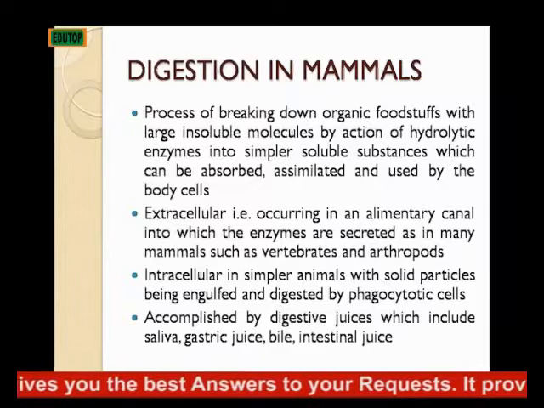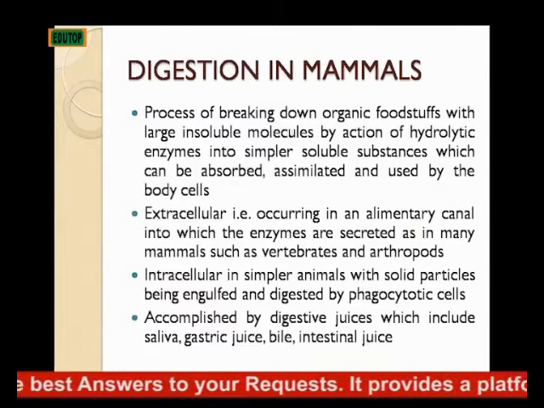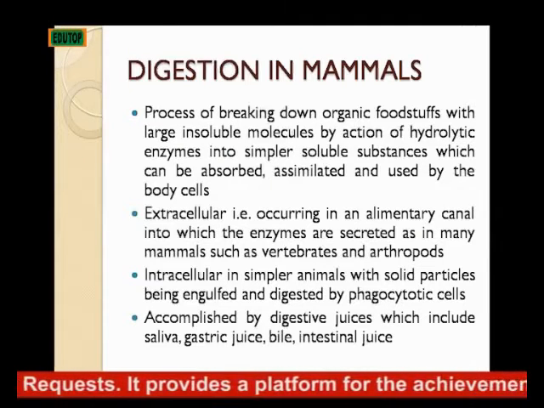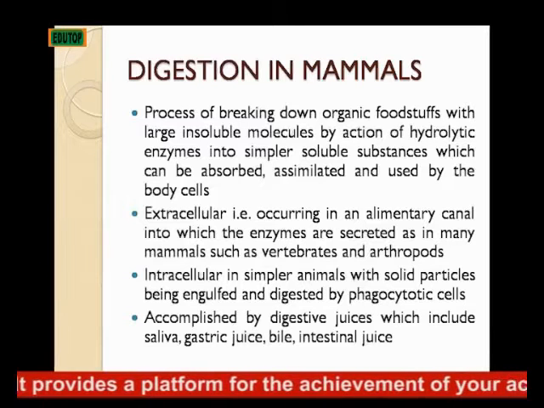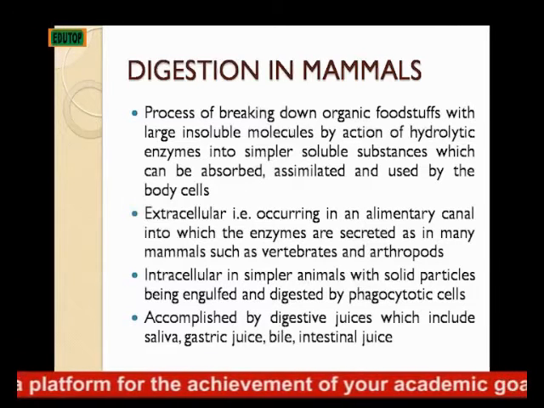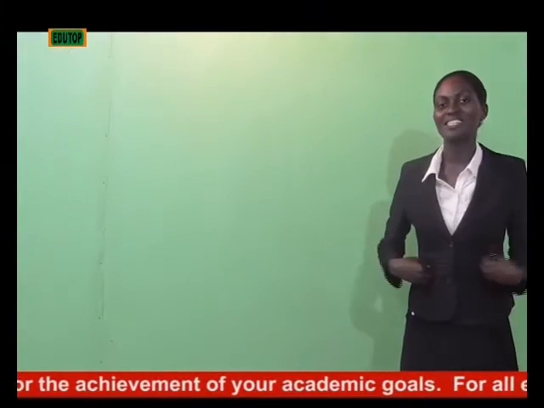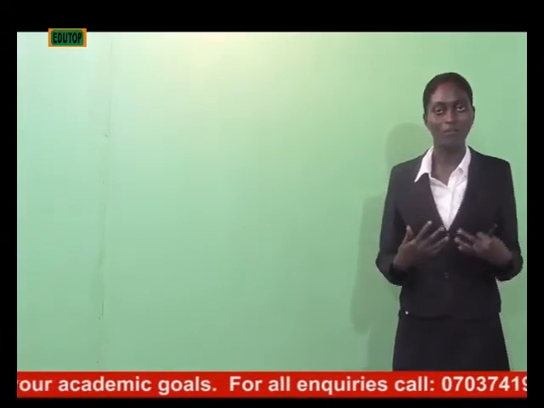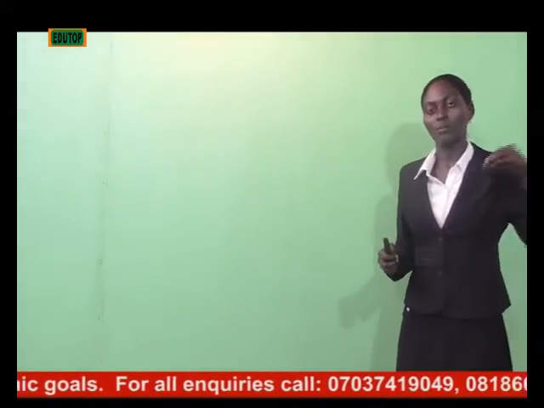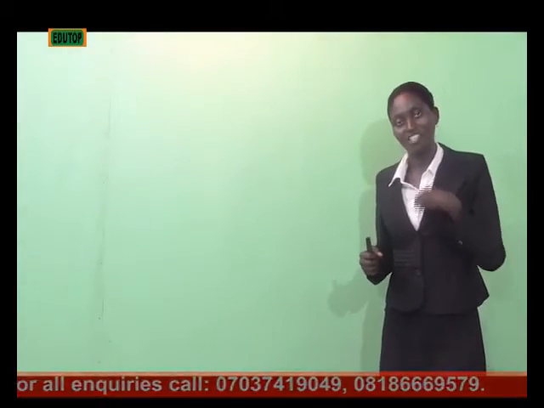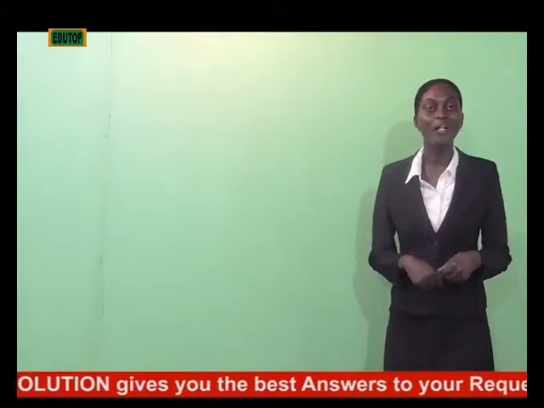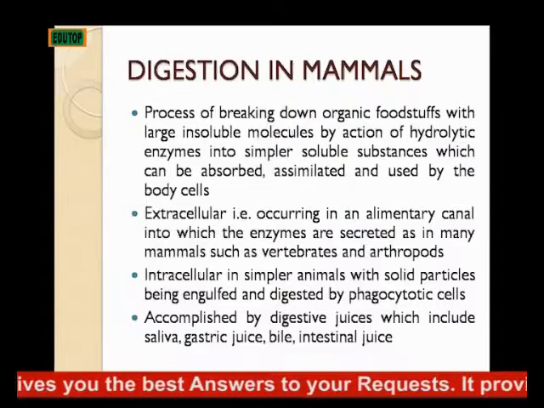Then digestion can be extracellular, that is occurring in the alimentary canal into which the enzymes are secreted in many mammals such as vertebrates and arthropods. Extracellular means that the digestion is internal to the organism. It occurs in its alimentary canal, that is the digestive system of the animal. So that type of digestion that occurs inside or internal to the organism is called extracellular digestion.